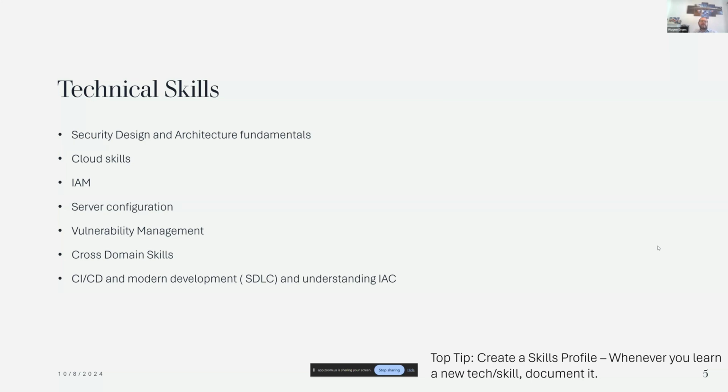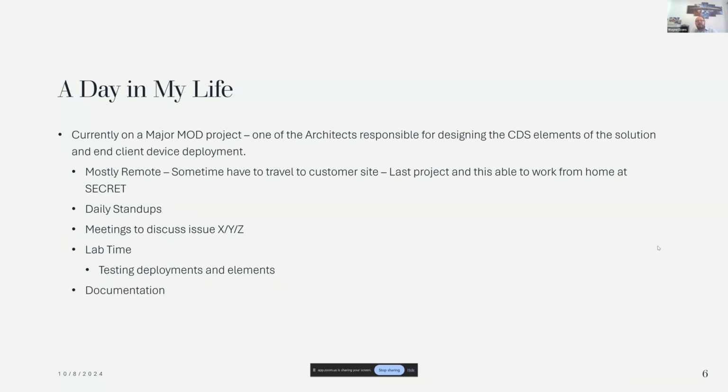Security was supposed to be an enabler, not a disabler. We need to be able to help them out. So a day in the life for me, at the moment, I'm working on a major MOD project as one of the architects responsible for a cross-domain solution, installing garrisons and various other equipment. I'm very lucky. I can work remotely at Secret, which is really, really useful.